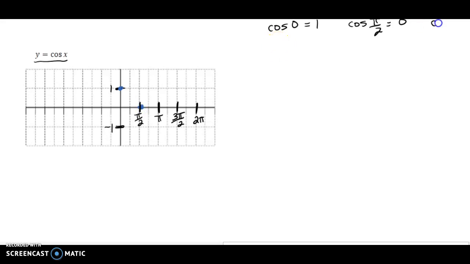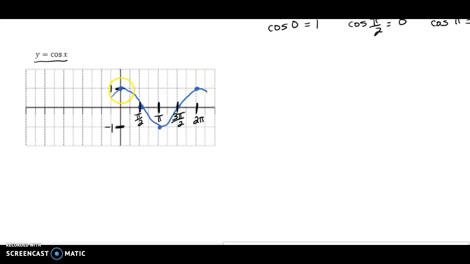And then we'll do one more. Cosine of pi is -1. It's over on the left of your circle, and so it's down here, and now we start to get the shape of our curve. Cosine of 3 pi over 2 is back to 0, and then 2 pi is 1 again. And so we've completed one cycle of our curve.